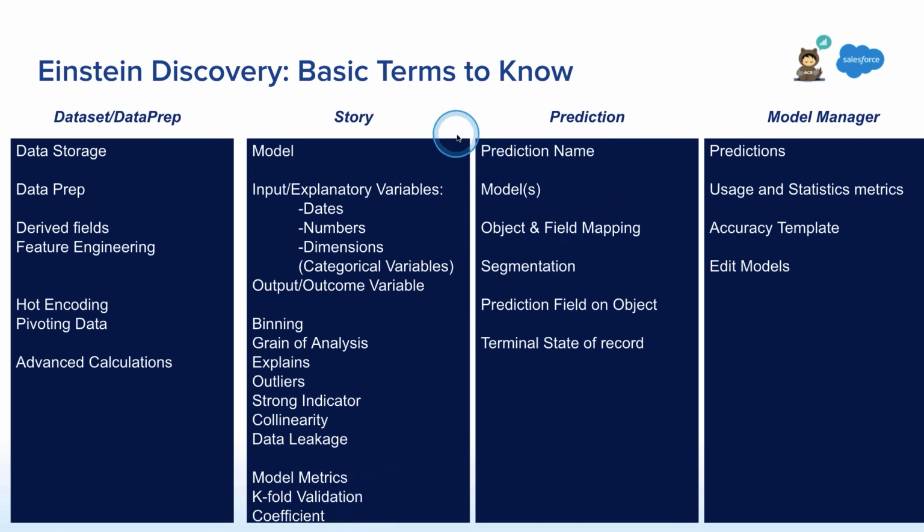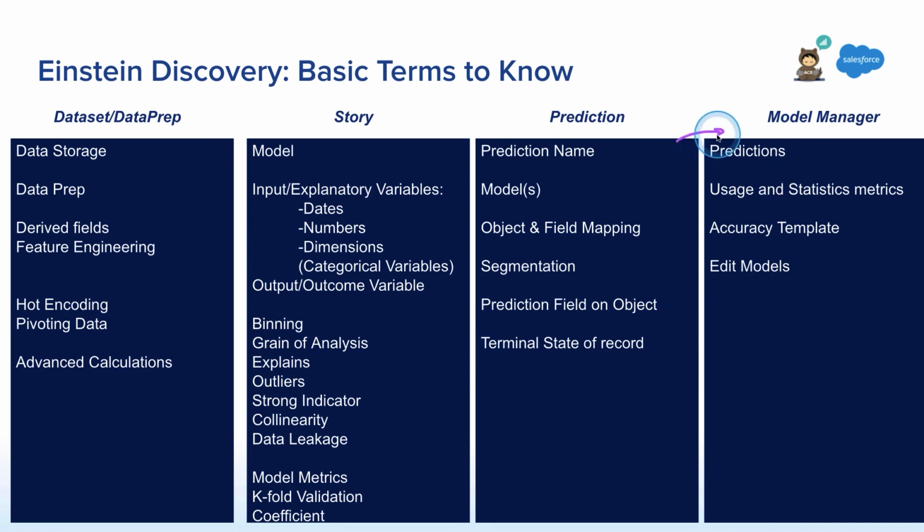Then when we're done with the story and model and go to predictions, this is where we create a prediction, which models are under this prediction, and we map the fields. So when we have somebody asking for that score, that prediction, they're going to provide the same fields that we have created, at least all of them. You can supply less, but you get less accurate information. Segmentation, if I've created multiple models, one for AMER, one for EMEA, prediction field on the object in Salesforce, terminal state of the record in Salesforce. Again, we'll cover this in depth in the deploy prediction video.